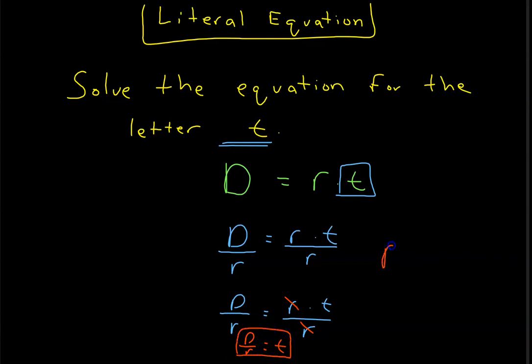I'll make that look bigger. D over r equals t. So that will be the equation solved for t. Alright, so this is what solving literal equations is about, isolating a variable within that equation. Let's do another one. I'm about to erase the screen, so if you need that as a note, I'll copy it.